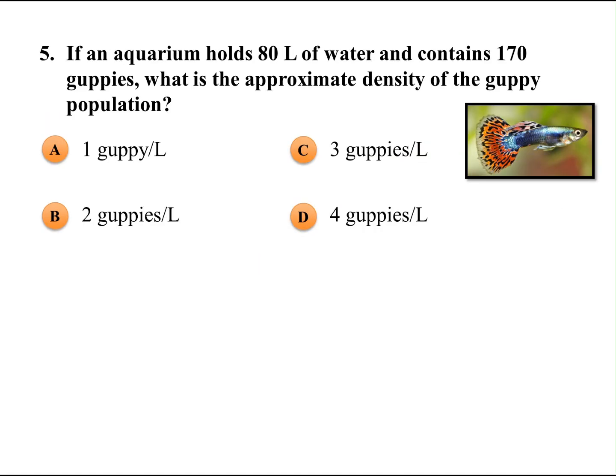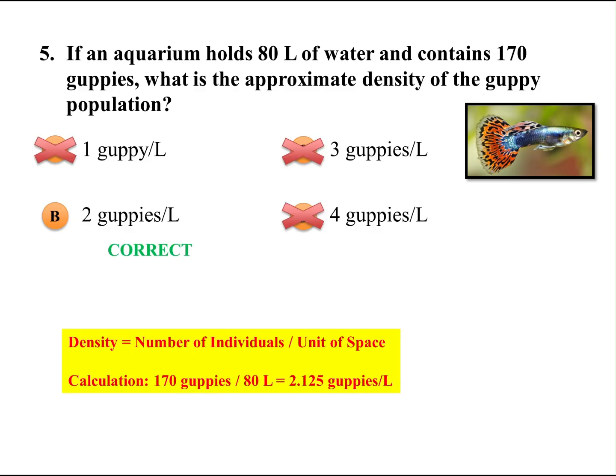If an aquarium holds 80 liters of water and contains 170 guppies, what is the approximate density of the guppy population? The answer is B, because by applying the law of density, the number of individuals is divided by the unit of space, and the answer is 2 after rounding.